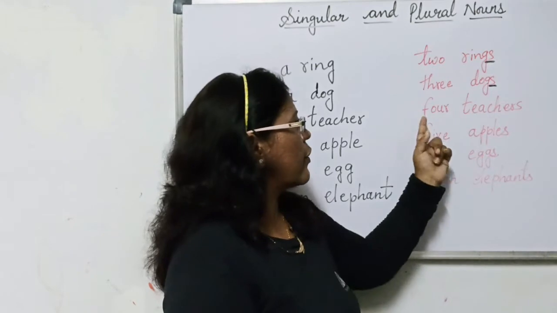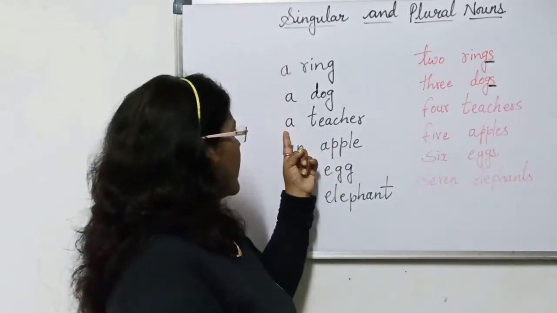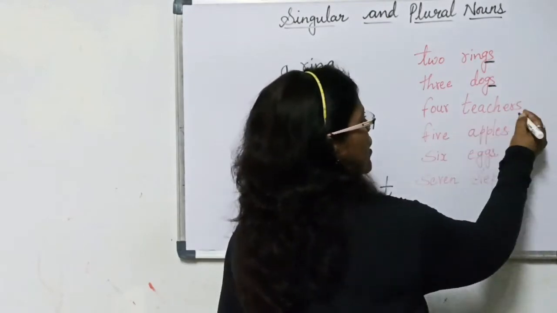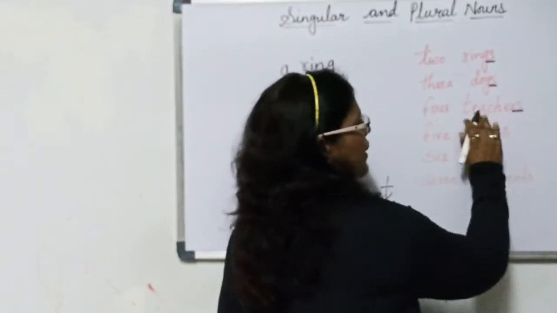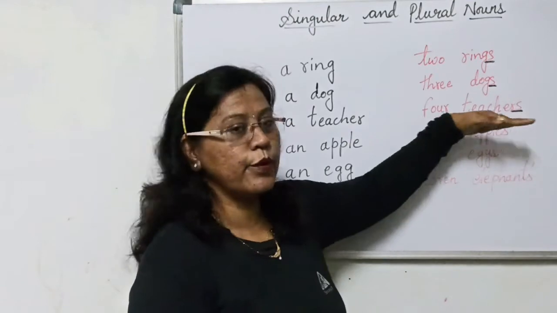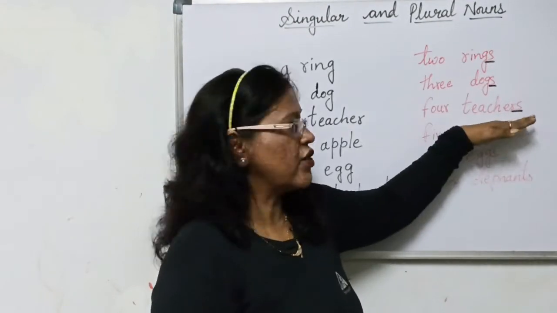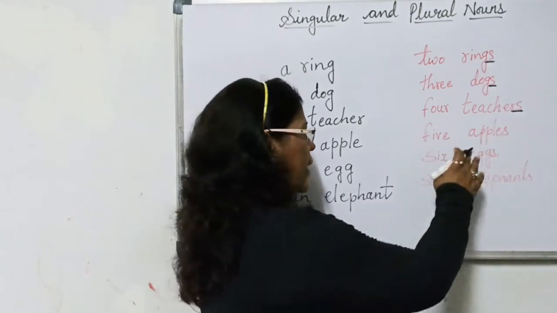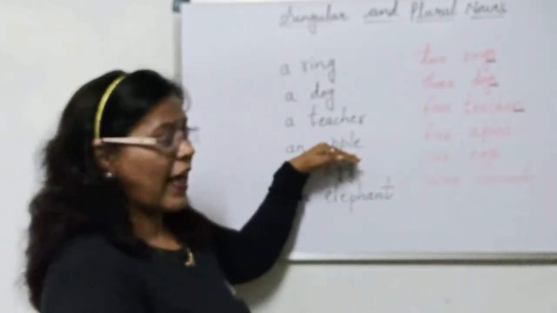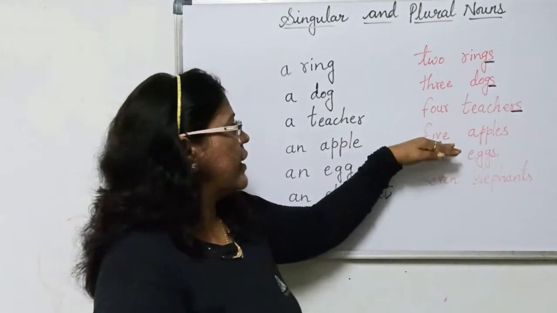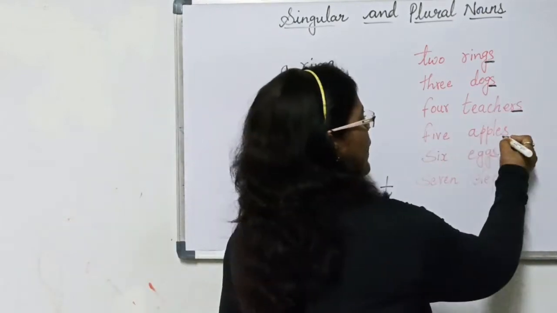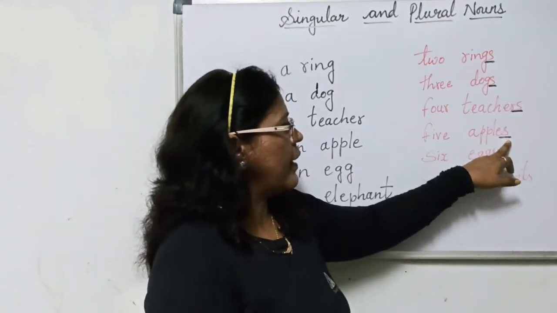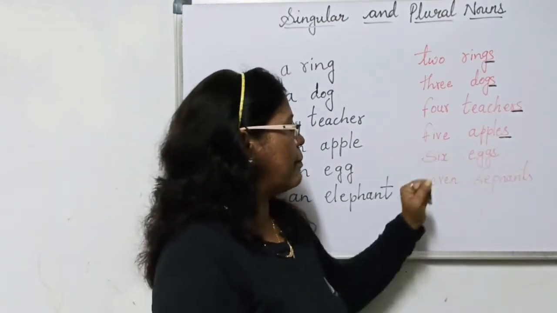Now here four teachers. Here a teacher, single teacher, and here four teachers. For teacher we added S at the end, so teachers, it becomes plural form. Four teachers. Five apples. For singular apple, an apple, here five apples. You have to add S at the end. Apple, apples, five apples.